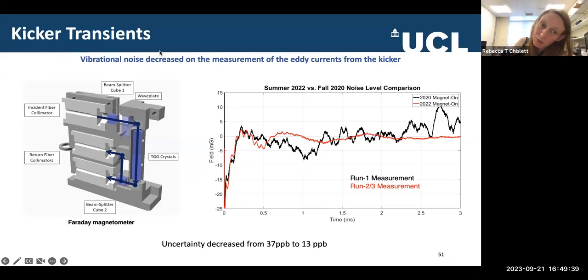The kicker transients were also improved. So this was done using this Faraday magnetometer. There's a kind of picture of it here. And basically by improving the vibrational noise on the equipment, it improved the measurement. So in black, you can see the run 1 measurement, and then in red, you can see the run 2, 3 measurement. And so you can see that the variation from the vibrations is much reduced. And then so this decreased the uncertainty from 37 to 13 parts per billion.